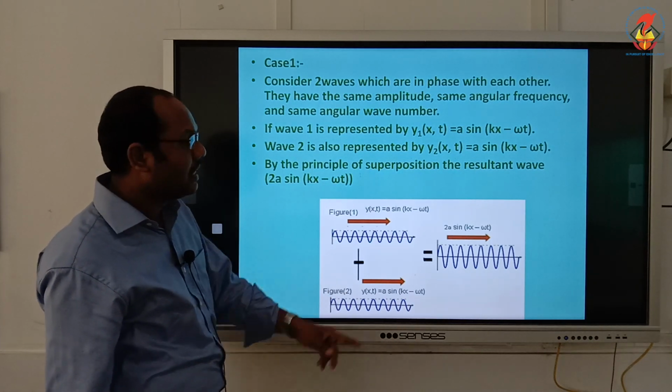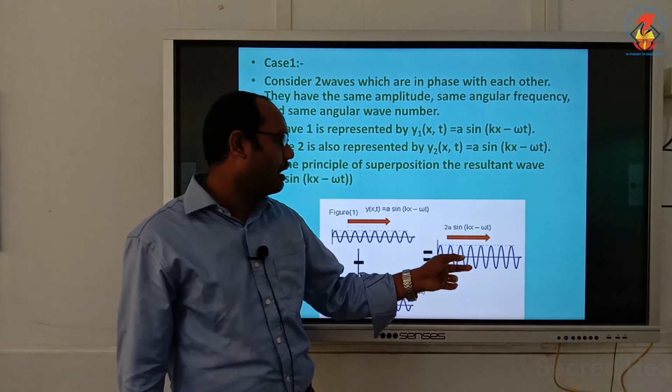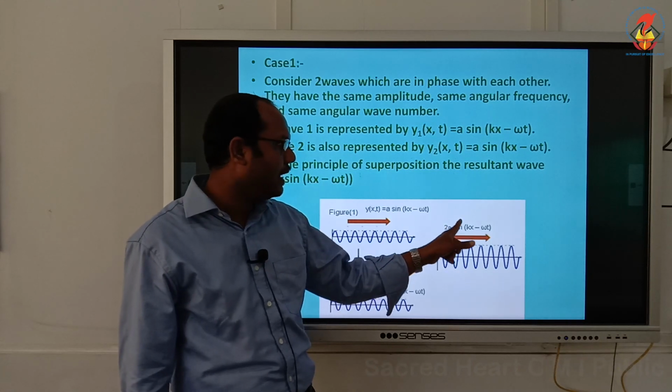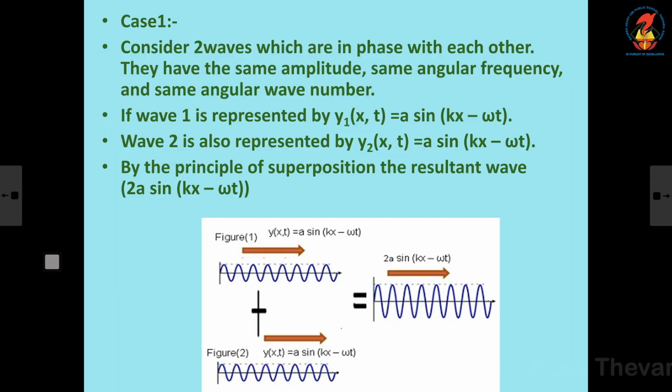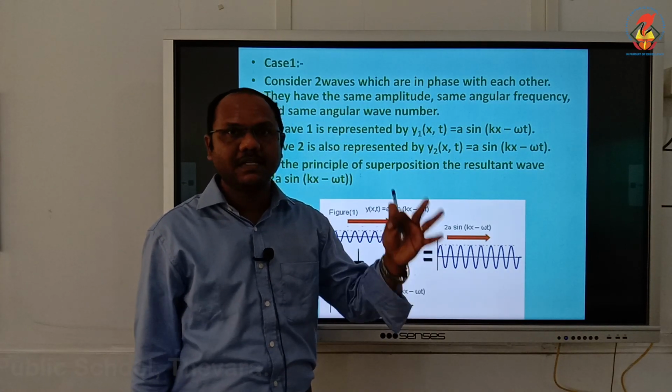So what will happen? The resultant amplitude will be 2 times the amplitude of the individual waves. That is why it is written 2a sin(kx minus omega t). See, the resultant amplitude is 2a, 2 times the amplitude of the individual waves. This is what happens when crest meets crest. Okay, please take down.